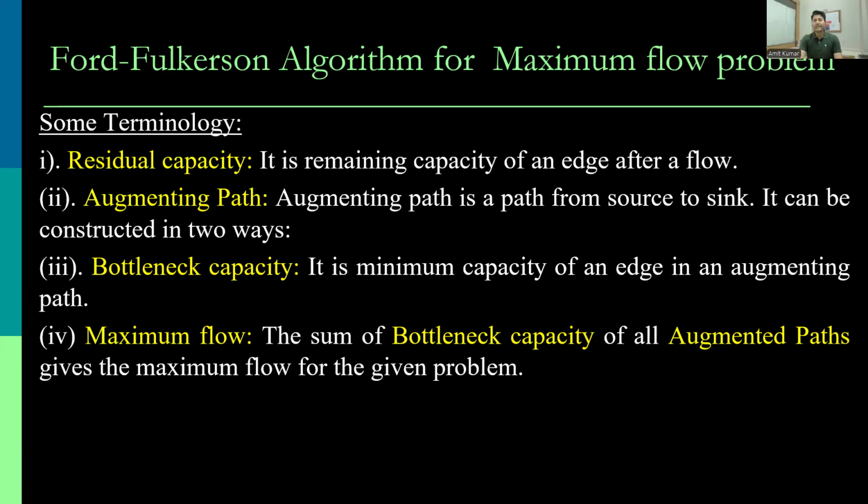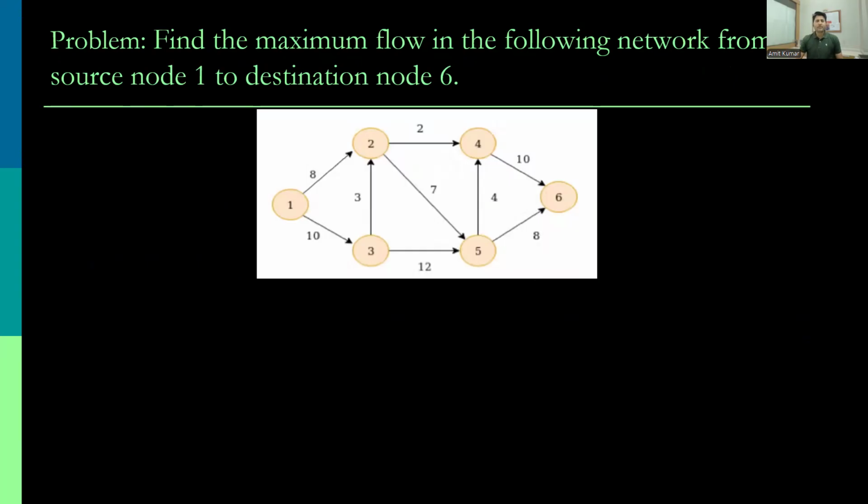For more clarity, let us take one example so that we can understand it in a more detailed manner. So this is the problem. We are supposed to find the maximum flow in this problem from the source A to destination 6. As you can see, this is a weighted graph. What is a weighted graph? A graph in which every edge has a numerical quantity associated with it is called a weighted graph.